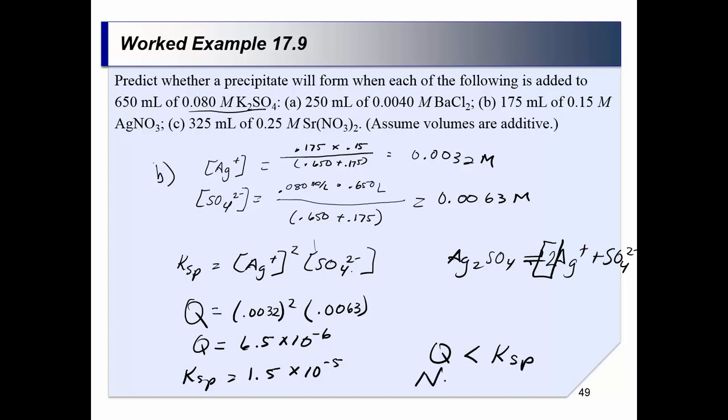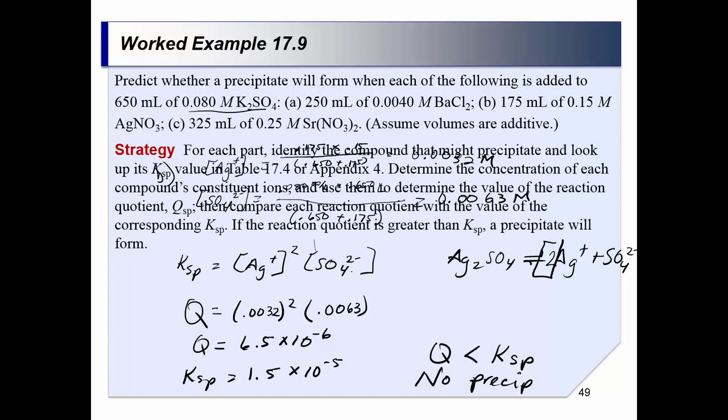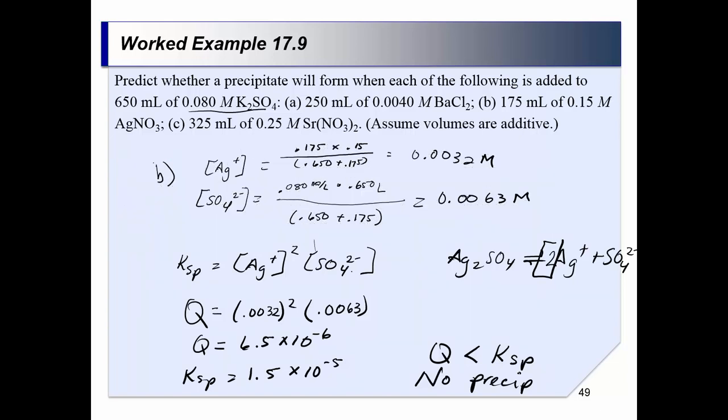And you should understand this conceptually, that there can be more of these ions in solution before Ksp is like the threshold. When you exceed that threshold, that's when you start to fall out of solution. The solution can hold a few more ions than we've given it, so there will be no precipitate.